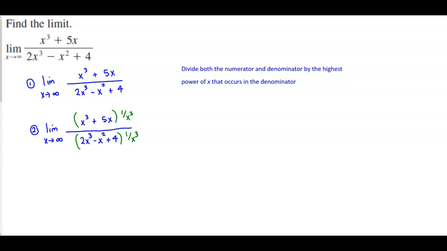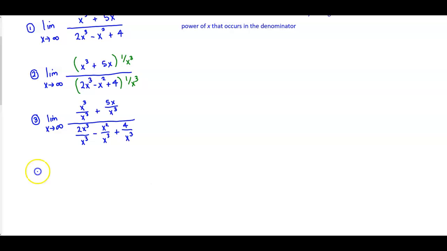So now let's go ahead and distribute that. So when we distribute that, we get the limit as x is approaching infinity. So x cubed times 1 over x cubed becomes x cubed over x cubed, plus we get 5x over x cubed. So that's what we have in our numerator. In our denominator, we're going to have 2x cubed divided by x cubed, minus x squared divided by x cubed, plus 4 over x cubed.